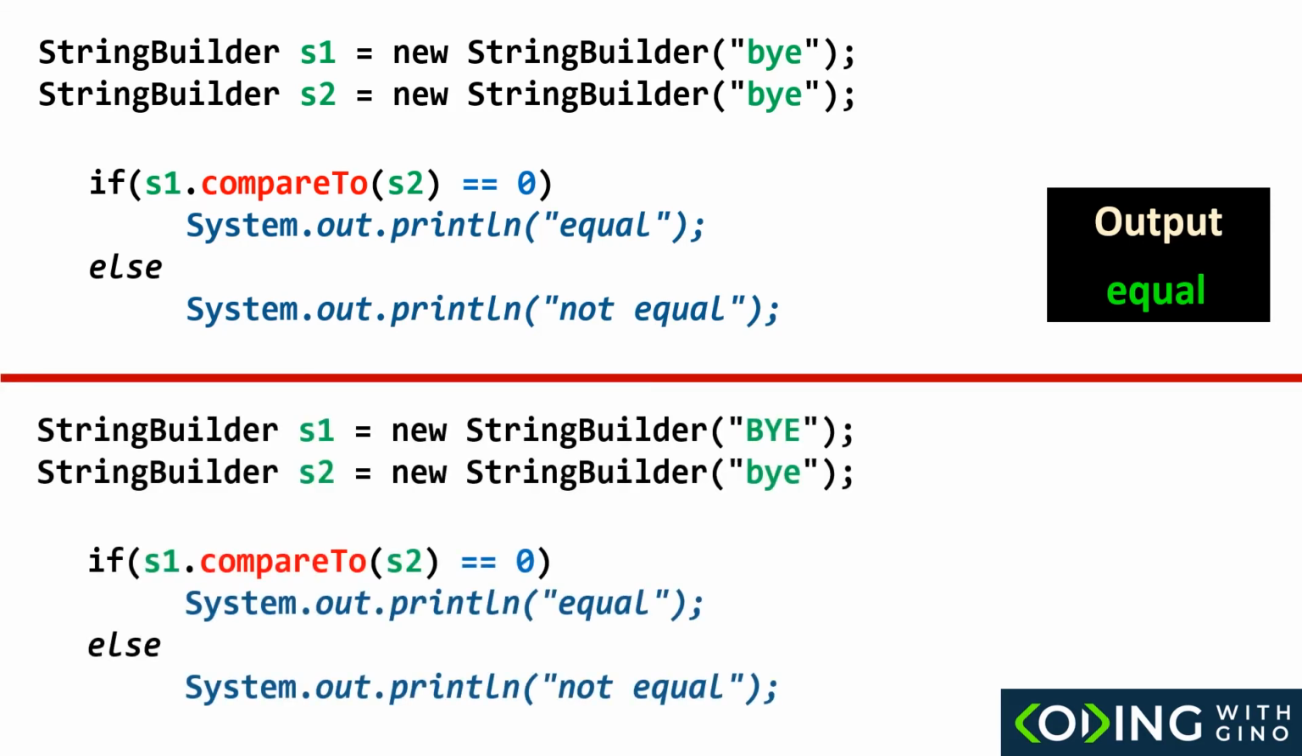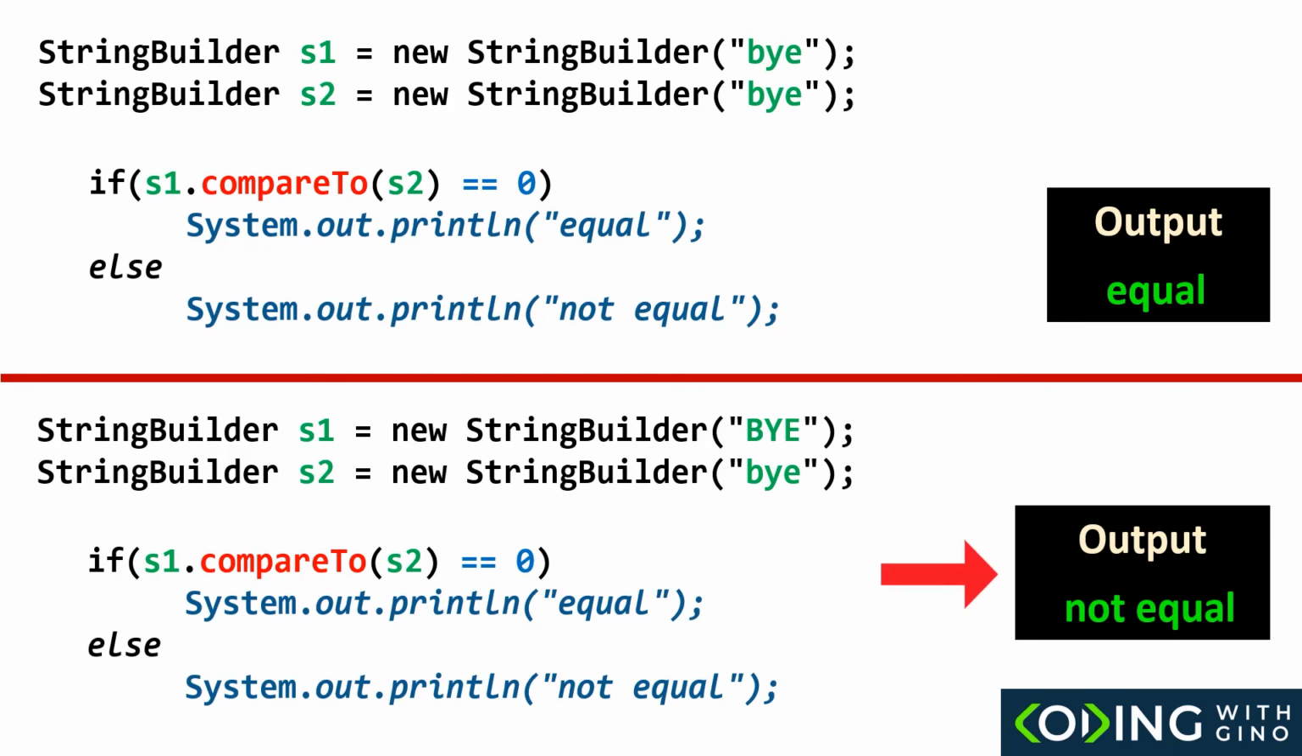Here's another example. This time, the two StringBuilder objects have different data. So, the compareTo function returns a non-zero value. The control goes to the else block. The second SOPLN gets printed, and output is thus not equal. So, this is how we can compare StringBuilder objects to check whether they are equal or not.